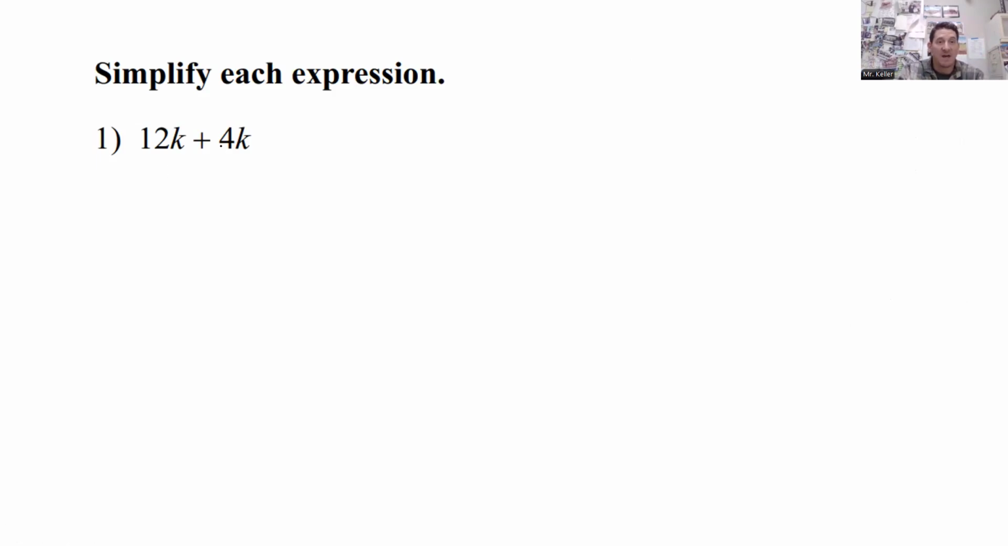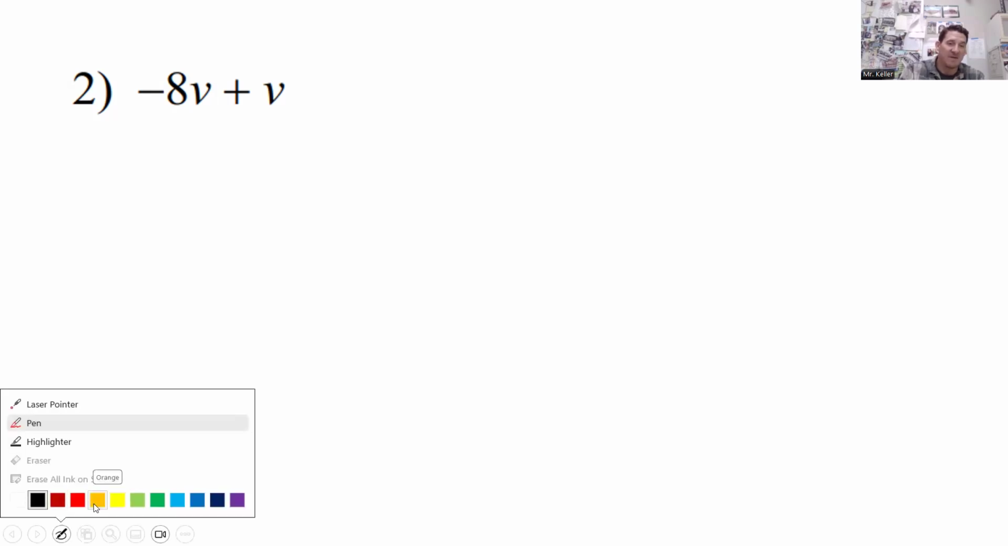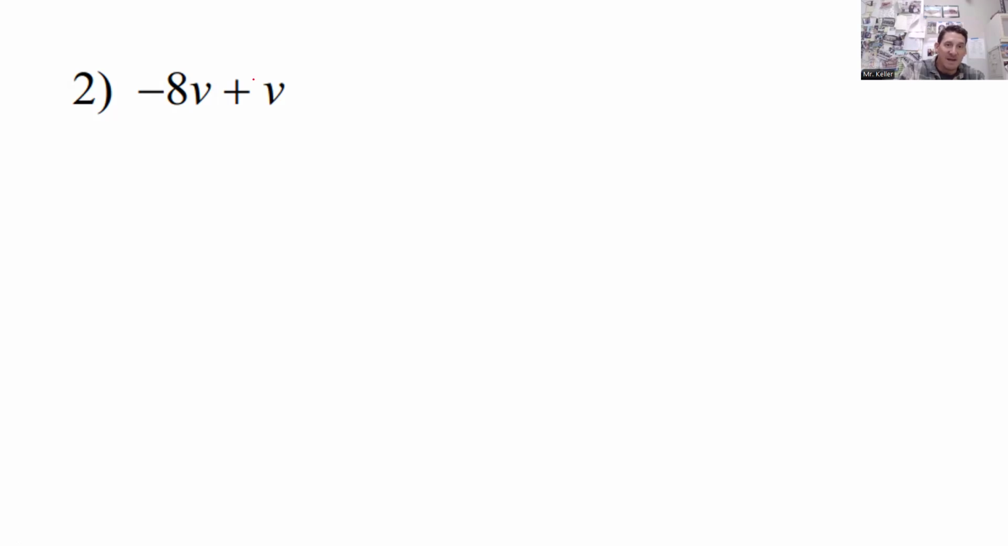So here, 12K plus 4K, 12 plus 4 is 16. So that is 16K. You just think about it. We have 12Ks and 4Ks, so we have 16Ks total. Careful with this one. We have some invisible math here. We have negative 8V plus V. There is a 1 in front of it. If the variable doesn't have a coefficient number, there's an invisible 1 there. So this is negative 8V plus 1V. So negative 8 plus 1 is negative 7V.